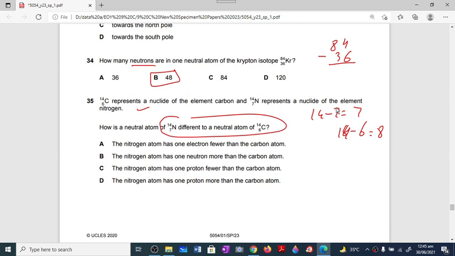So the number of neutrons, one electron fewer, no, it has two more neutrons, so this option is not valid. The nitrogen atom has one electron fewer than the carbon. Now if we look at this, the proton number for the nitrogen is 7 and for the carbon is 6, so nitrogen has one more proton, so option D is the valid option.